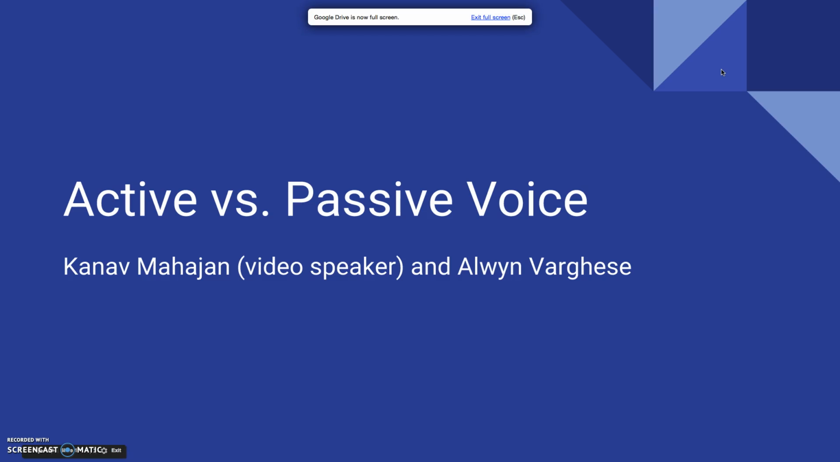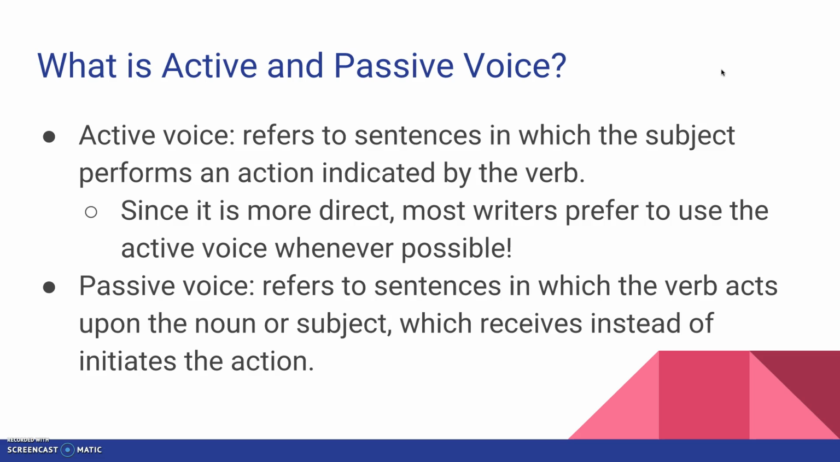Hey guys, I'm going to be talking about active versus passive voice today. What is active and what is passive voice? Active voice refers to sentences in which the subject performs an action indicated by the verb. On the other hand, passive voice refers to sentences in which the verb acts upon the noun or subject, which receives instead of initiates the action.